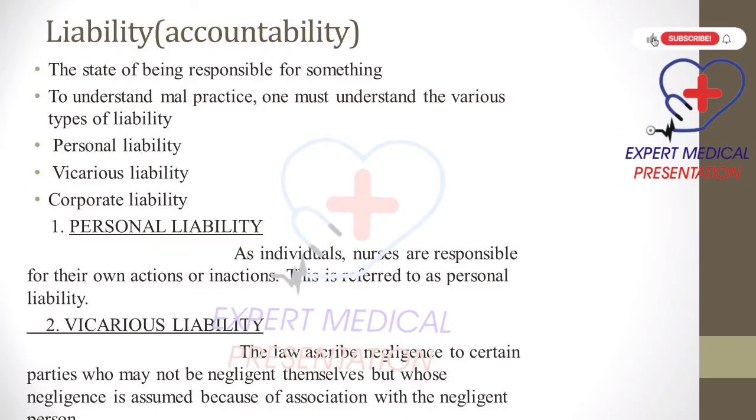One, personal liability. As individuals, nurses are responsible for their own actions or inactions. This is referred to as personal liability. Two, vicarious liability. The law ascribes negligence to certain parties who may not be negligent themselves but whose negligence is assumed because of association with the negligent person.